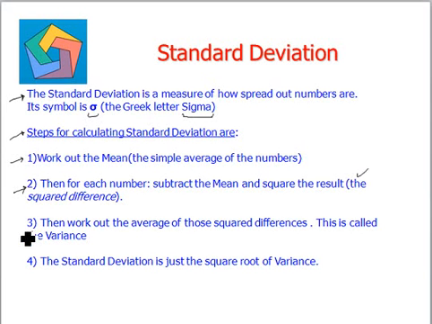Then we will work out the average of these squared differences. This is called the variance. Variance is denoted by sigma square. The standard deviation is just the square root of the variance. We just need to take the square root of the result obtained in step 3. That will give us the standard deviation of the sample data. Let's understand this with the help of some questions.